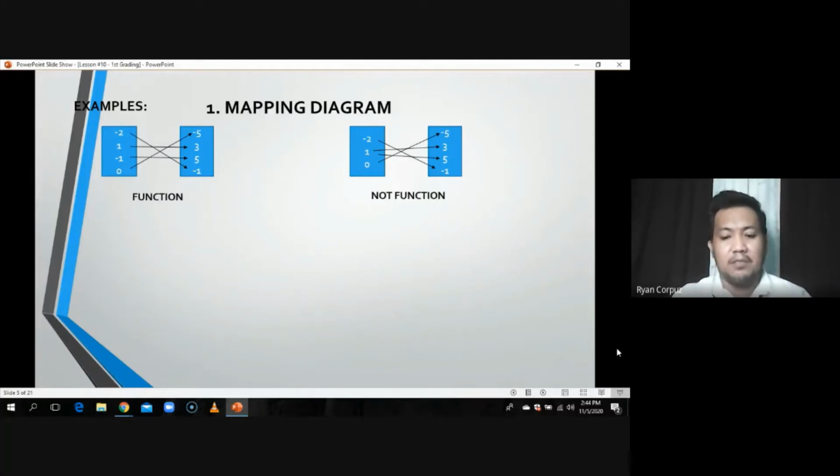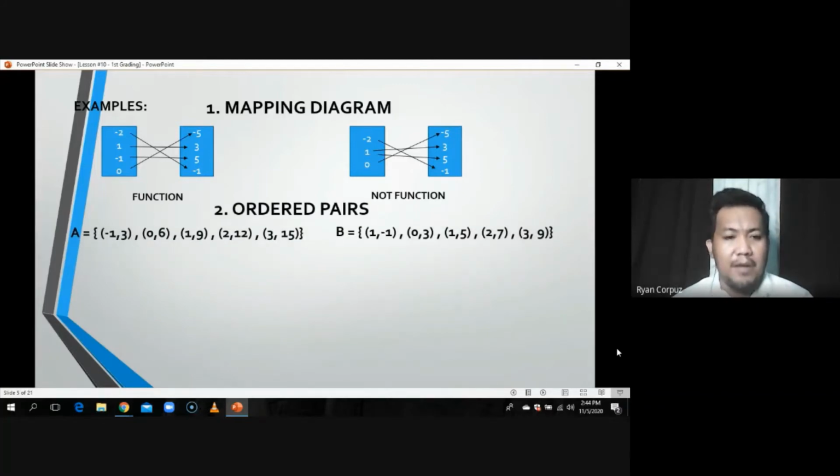Another example, this time let's make use of ordered pairs. We have two sets of ordered pairs given, A and B. For the set of ordered pairs in A, just look at the x-coordinates of the given ordered pairs. That's -1, 0, 1, 2, and 3. According to the definition of function, if there are no ordered pairs that have equal abscissas, then we can consider that a function. So the set of ordered pairs in A is what we call a function.